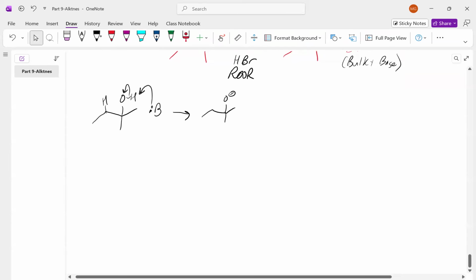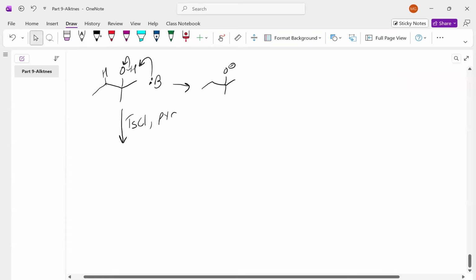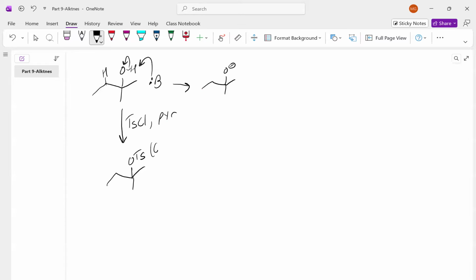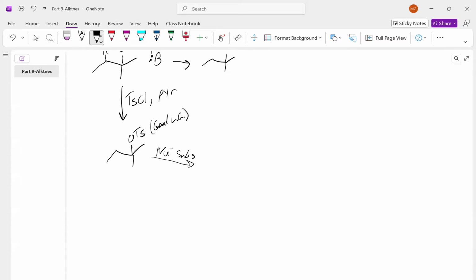So how do I get rid of that OH group then? Well, let's make it a good leaving group. One very common tactic is to use tosyl chloride in pyridine, and that converts it into an OTs group, which is a very good leaving group. And then from there, if I wanted to do nucleophilic substitution, I could substitute with a nucleophile. If I wanted to do elimination, I could. Throw a strong base at it, do a Hofmann elimination or a Zaitsev elimination.